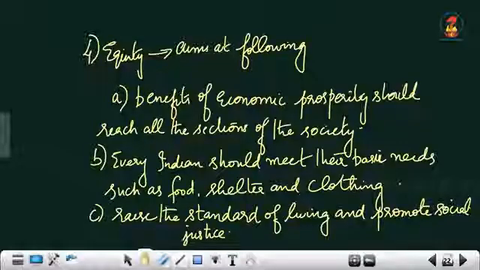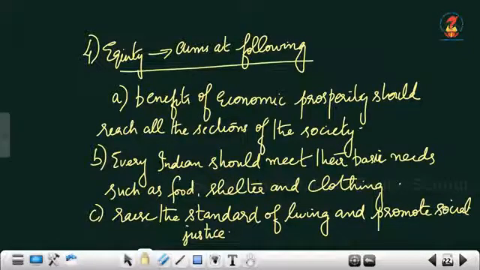Now we will move on to the next important goal of 5-year plan, equity. What is meant by equity? If this goal is not there, the other three cannot happen. It remains meaningless. Now what is meant by equity? Equity means equal distribution of what is being produced in the society. Every section of people should enjoy the benefit.